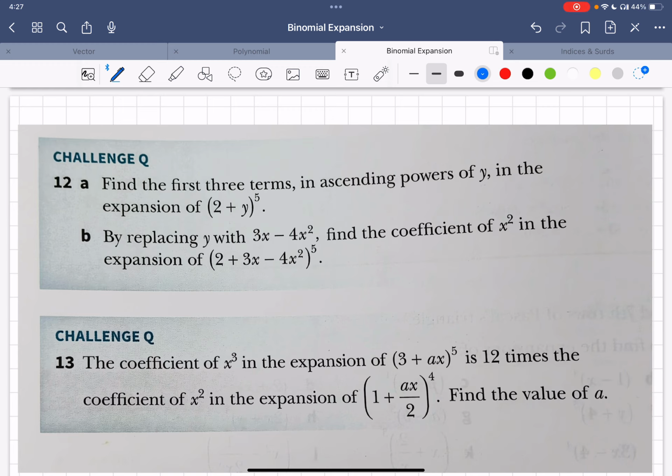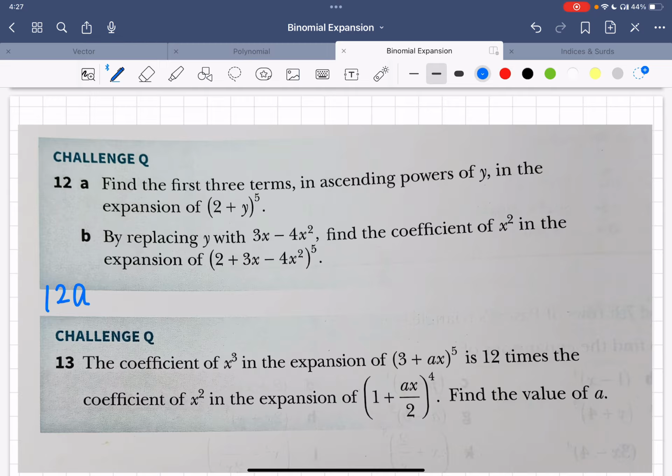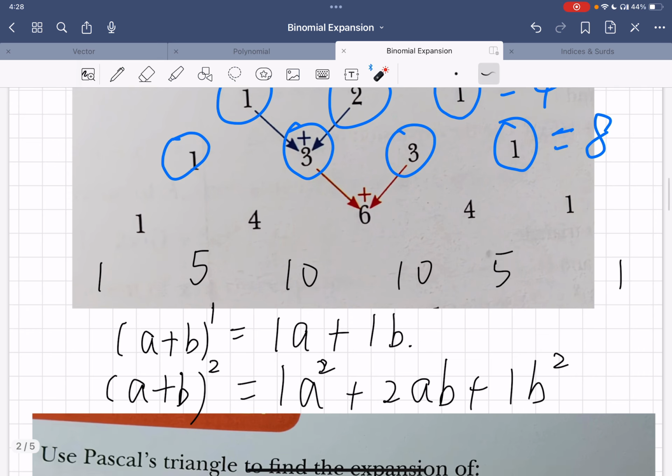The question asks us to find the first three terms, in ascending powers of y, in the expansion of this one. Okay, so let's solve it together one by one. So 12a equals this one. Oops, it's to the power 5. Okay, so let's use Pascal's triangle, for this line.